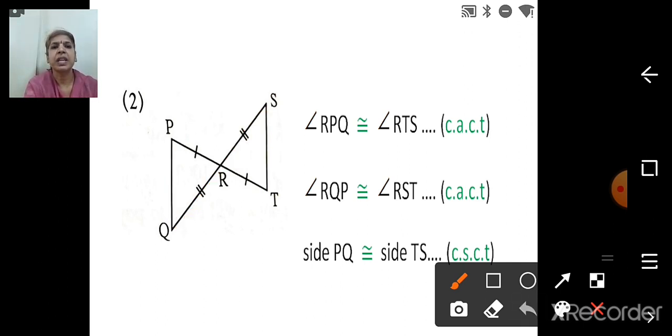And now what is remaining is a side. Side PQ congruent to side TS. And what we will write in bracket? CSCT, corresponding sides of congruent triangles. So these are the remaining congruent parts. And also what we have to keep in mind, which vertex is corresponding? P is corresponding to T and Q is corresponding to S, and R is with R only. So this will become easy for you to write the correspondence and test.